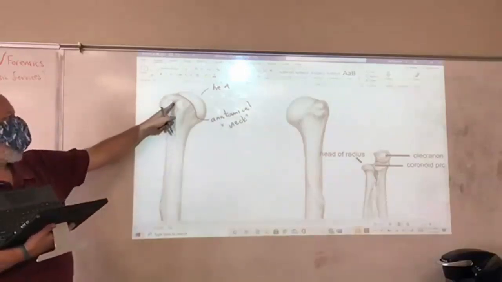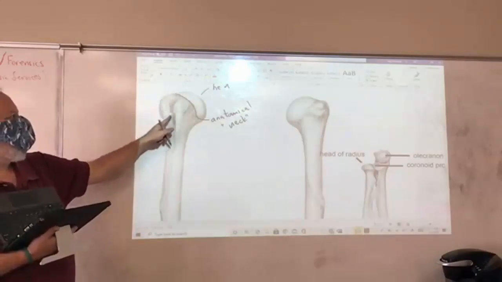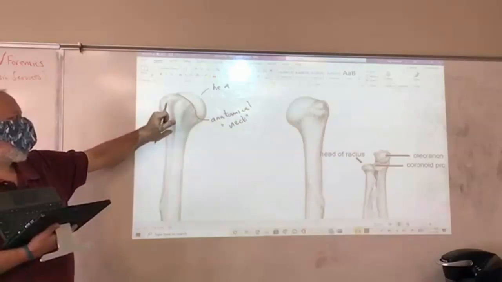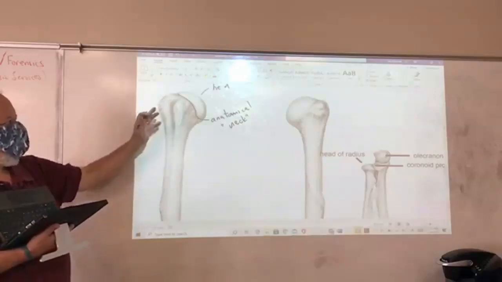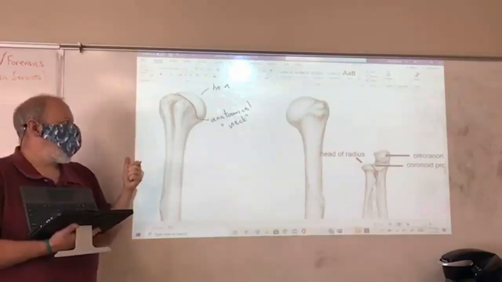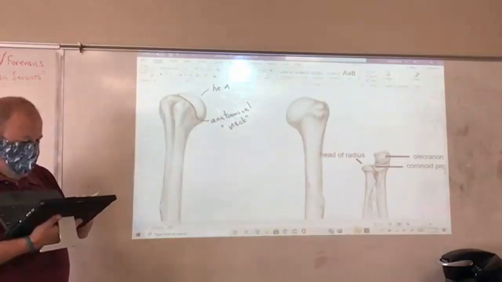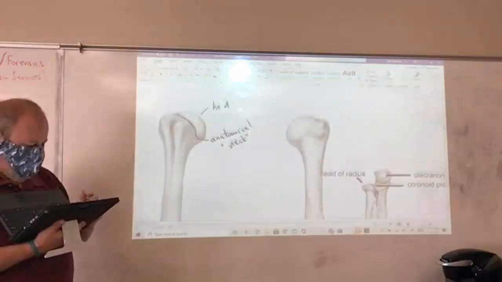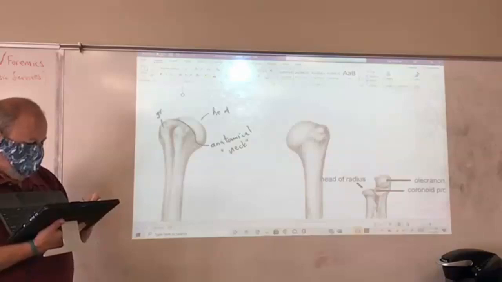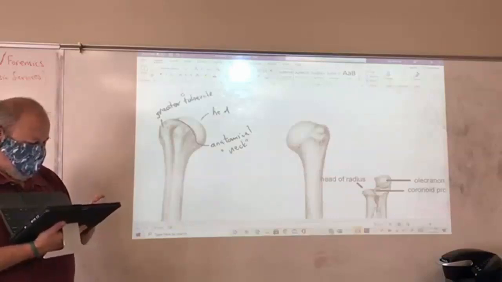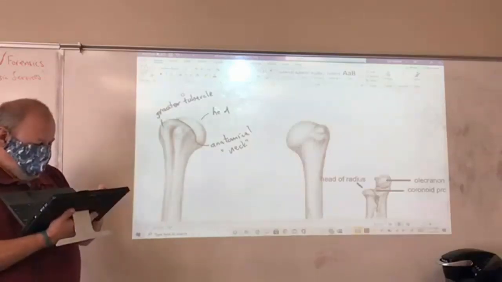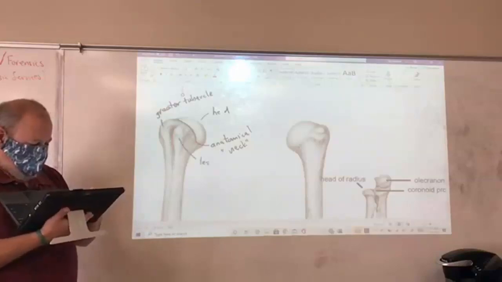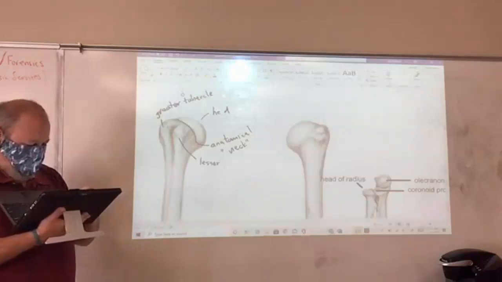And so we're going to call the greater one, and actually we're not going to use the term process here. We're going to use a different term. I don't know where my mind was. We're going to use a term that also means a rounded process of bone, but it's a different term. We're going to use the term tubercle. Okay? So this greater one here we're going to call the greater tubercle, and I'll explain that term here in just a second. Greater tubercle, and then we're going to call the littler one the lesser tubercle.